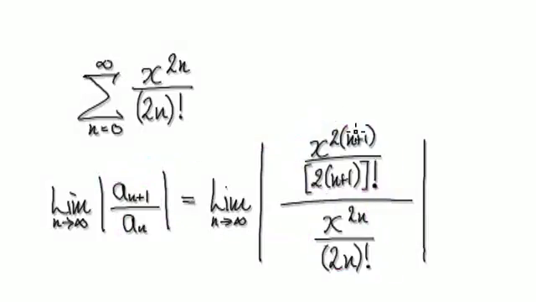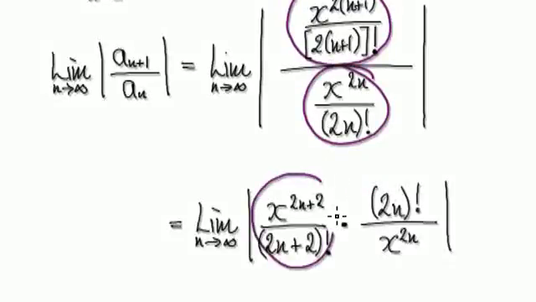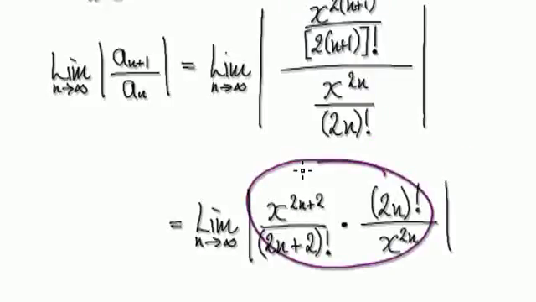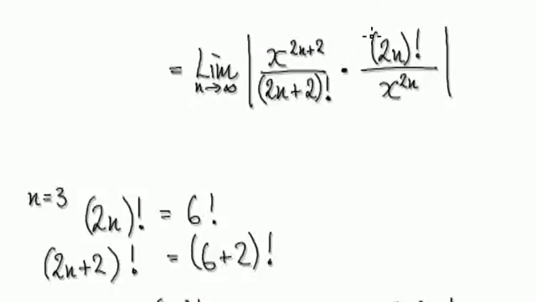Now it's just a matter of tidying this up. Here you've got one fraction divided by another fraction. That's the same as getting that same fraction and then multiplying by the reciprocal of this fraction, which is this. So now it's just a matter of tidying this up, because this can then tidy up with this.